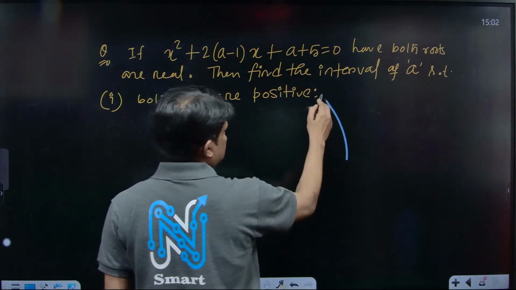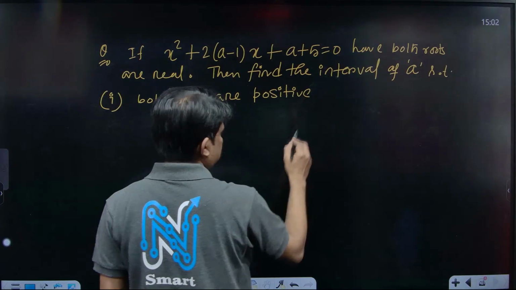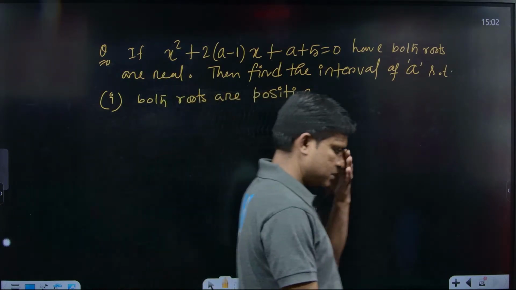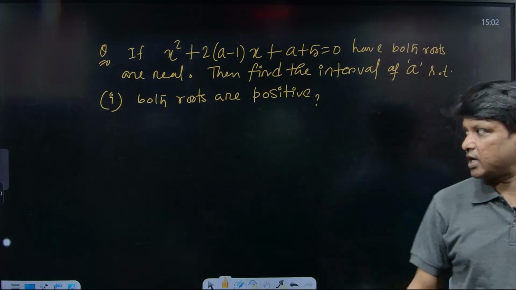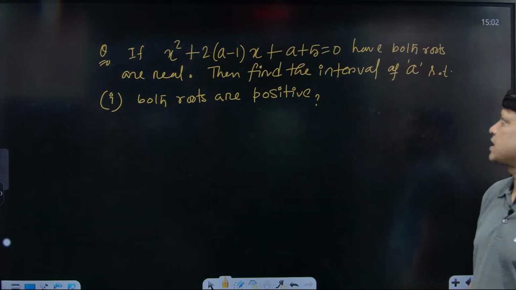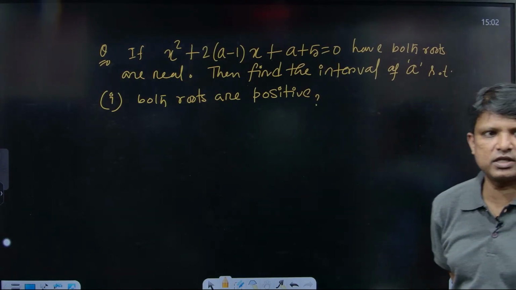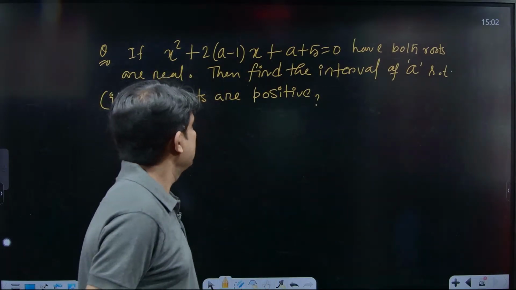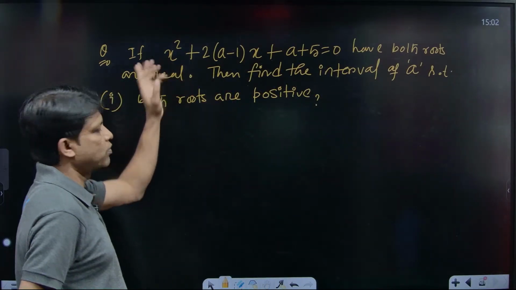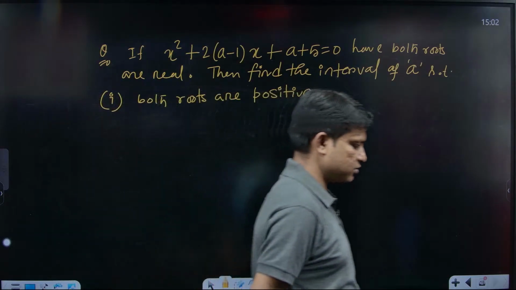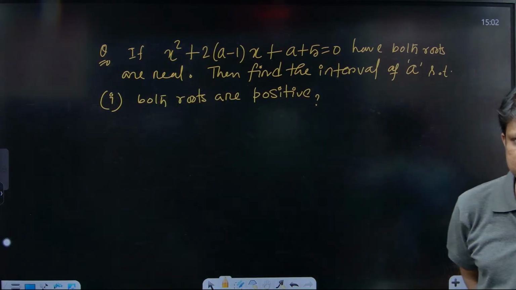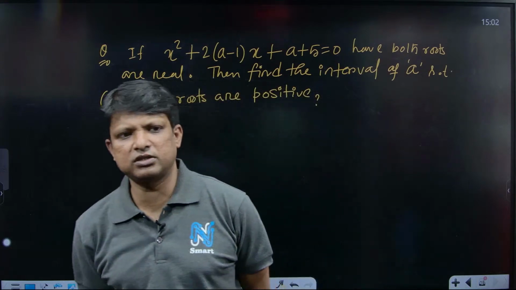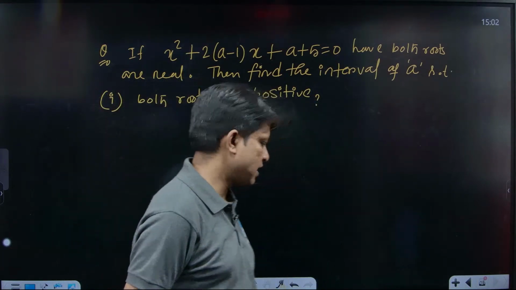Both roots are positive. That means x square plus 2(a minus 1)x plus (a plus 5), both roots are positive. So we have to analyze both roots greater than 0. The x square coefficient is one, a positive quantity, so there is only one case: an upward parabola which intersects the real axis at two distinct points, or touches the real axis at a point.